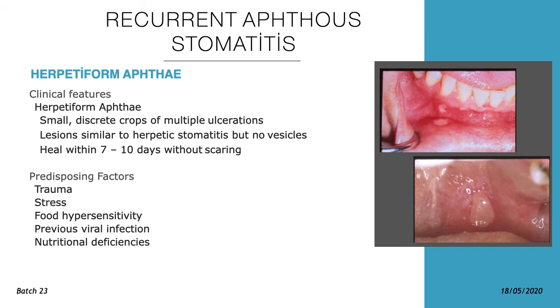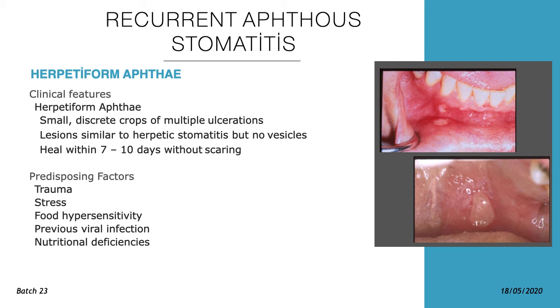The herpetiformis form is a small discrete crop of multiple ulcers. It resembles herpetic stomatitis, so it is named herpetiformis ulcer. The lesion is similar to herpetic stomatitis, but there will not be any vesicles. It's only an ulcer and it heals within 7 to 10 days without any scarring.